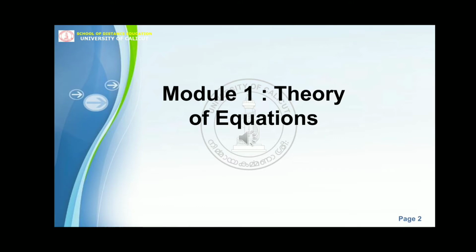Module 1, Theory of Equations. We will begin with the definition of a polynomial. A polynomial of degree n is a function defined by f of x is equal to a0 x raised to n plus a1 x raised to n minus 1 plus dot dot dot plus an, where a0 is not equal to 0 and n is a non-negative integer, and each ai is a fixed complex number, called the coefficients of the polynomial f. We say a complex number alpha is a root or a zero of the polynomial f of x if f of alpha is equal to 0.